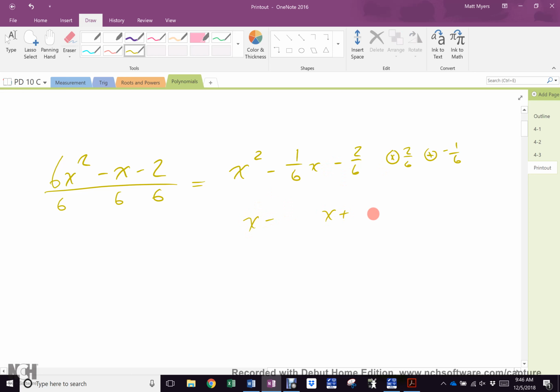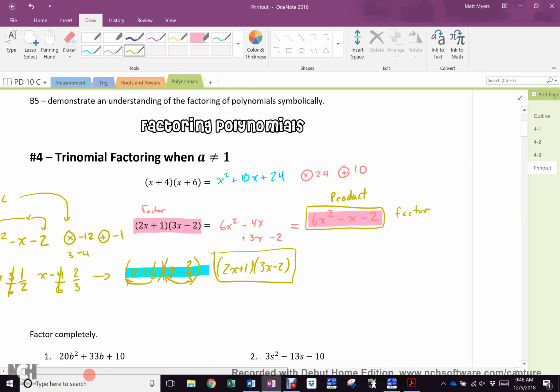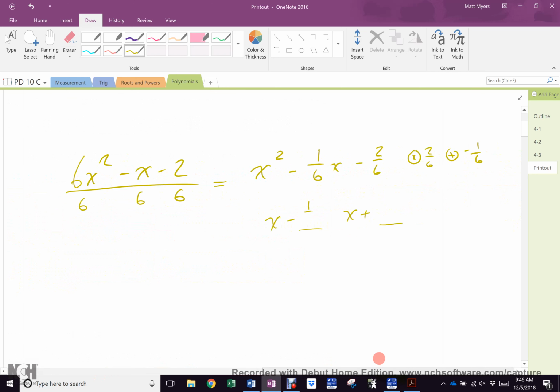And we know that these are both going to be fractions, aren't they? Everybody cool? And we know that those fractions would have been, just remind myself, minus 2/3 and 1/2. Okay? Now, check it. What's 2/3 times 1/2?